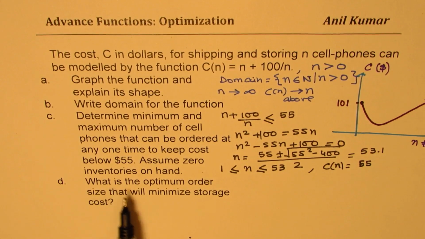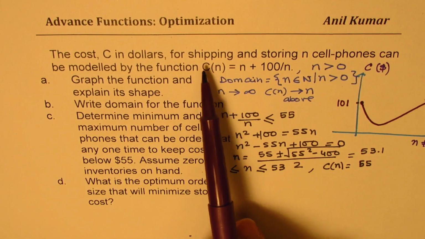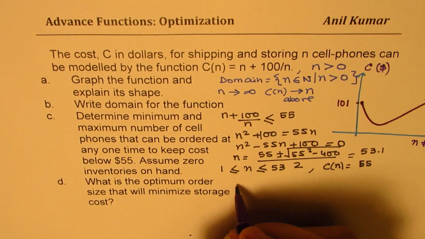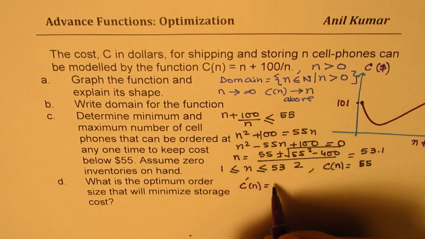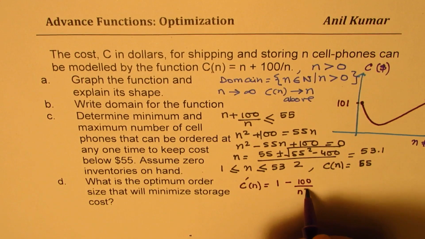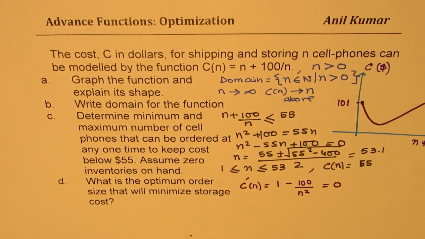Part D is, what is the optimum order size that will minimize the storage cost? Now, to minimize the storage cost, we have to see the rate of change, and the critical number will be when this rate of change is 0. So let's find the critical number by taking the derivative of this function, which will be 1 minus 100 over n squared. And we need to equate this to 0 to find the critical number.